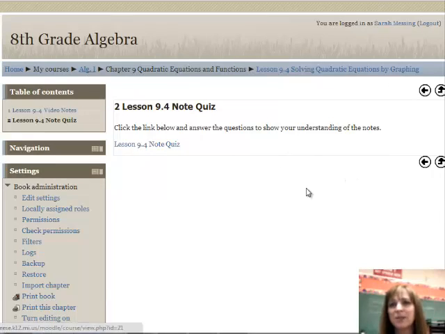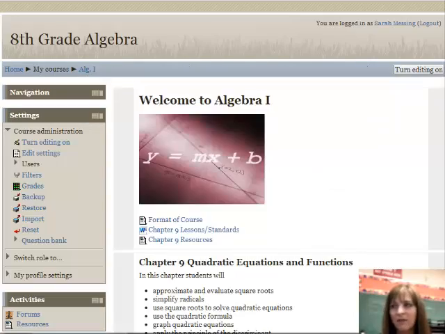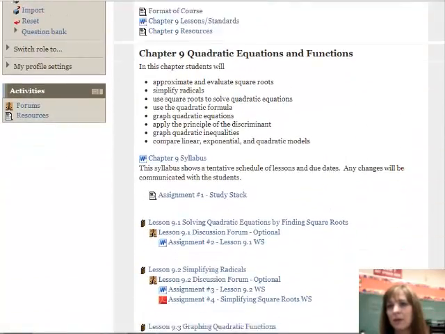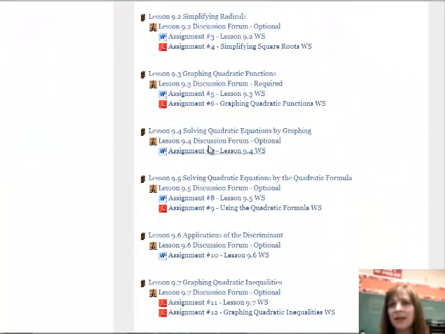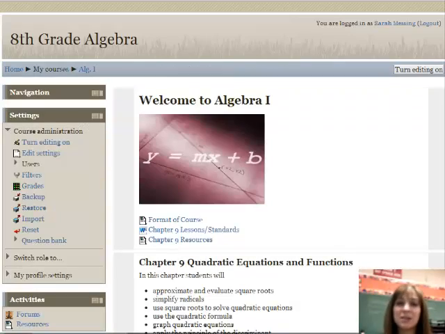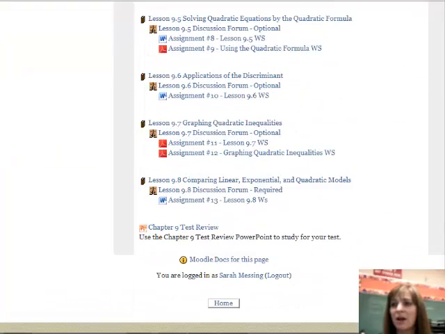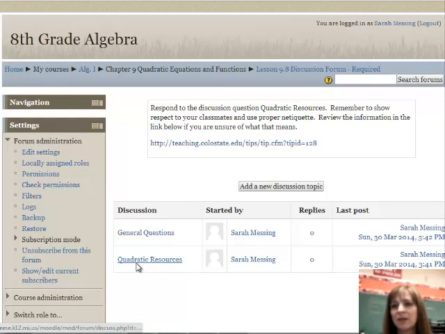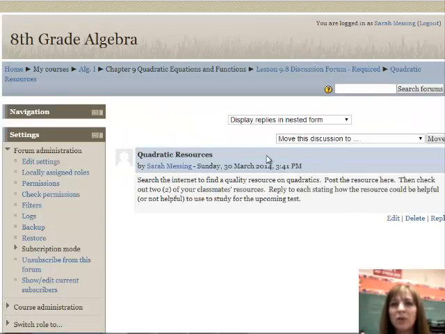So students would be responsible for this through all of the 8 lessons. Like I said, they have discussion forums. Some of them, they can just post a discussion topic. Maybe they have a question on one of the problems, or maybe there's something they want to ask other students about. Sometimes the discussion forums are required, as down here in lesson 9.8. In this case, I want them to go out and find some more resources on quadratics, so they're studying for their upcoming test.